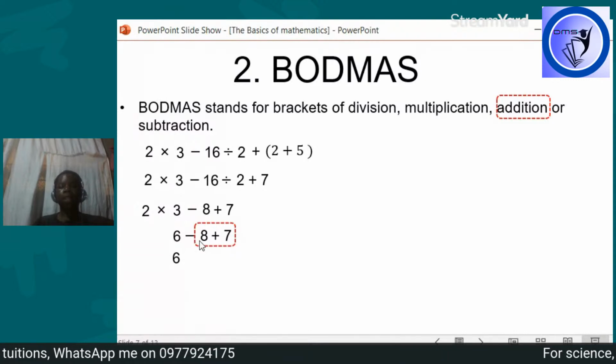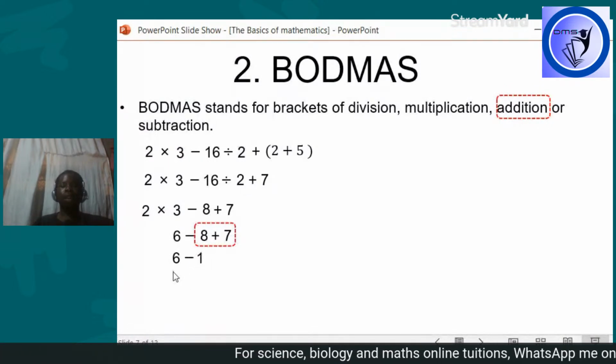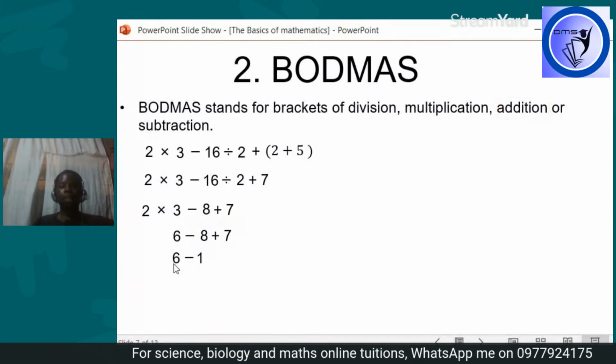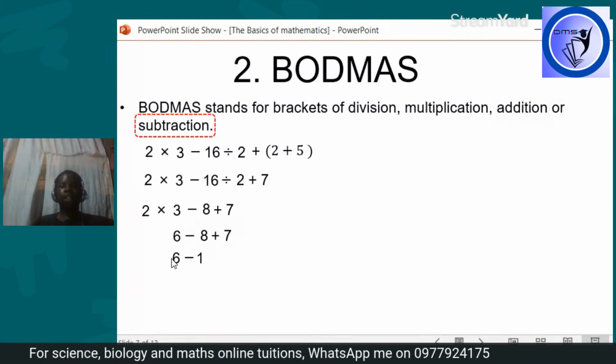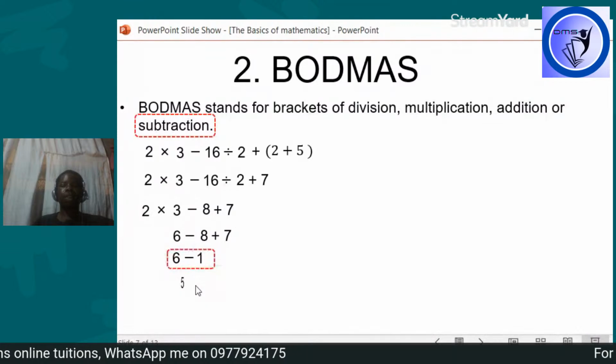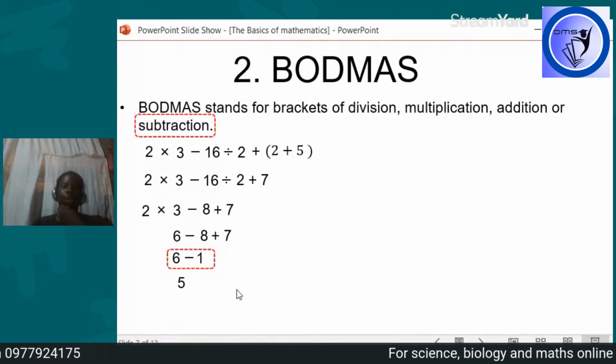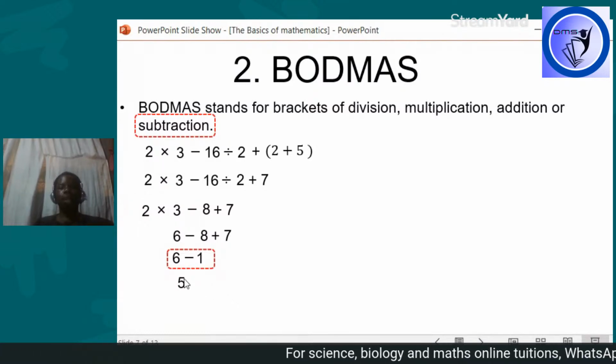And since 8 is a big number, it has a negative sign. So that one will have a negative sign. Then now you carry out subtraction. Then you say now 6 minus 1, that will give you 5. That is how this one here is supposed to be worked on.